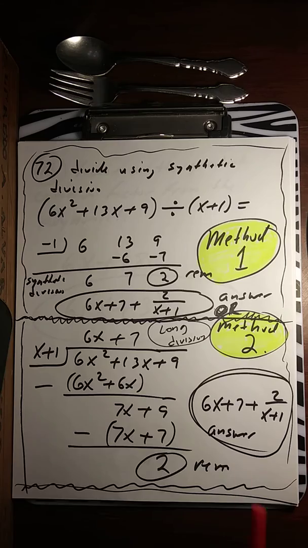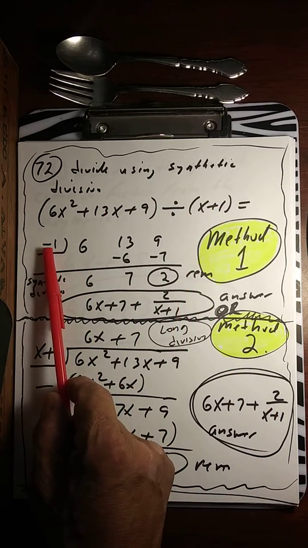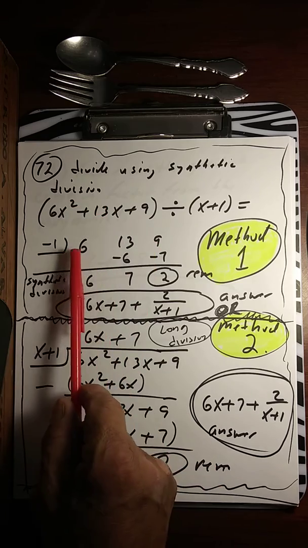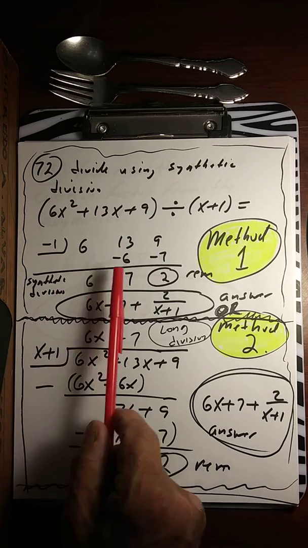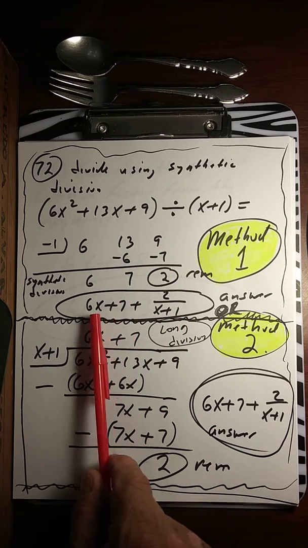You divide using synthetic division. Okay, so there it is. So the opposite of this number is negative 1. Put the numbers 6, 13, and 9. Bring this 1 here. Then that's going to be negative 6. 13 minus that is 7. It's going to be negative 7. 7 minus that is 2. Remainder is 2. Or 6x plus 7.